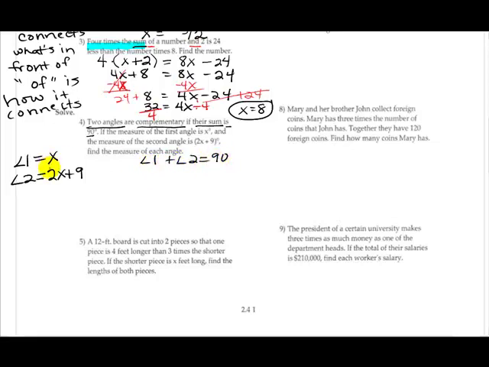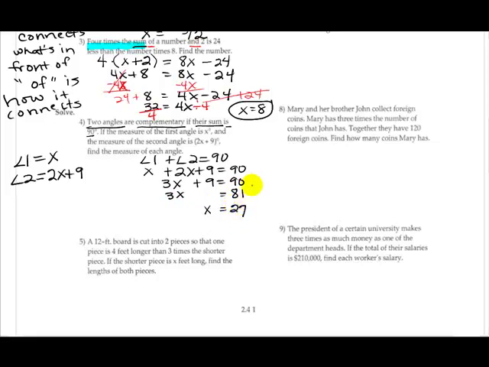Then substitute this information. Angle 1 is x, and angle 2 is 2x plus 9. Combine your like terms. Move the 9 over. 90 minus 9. Divide by the 3.